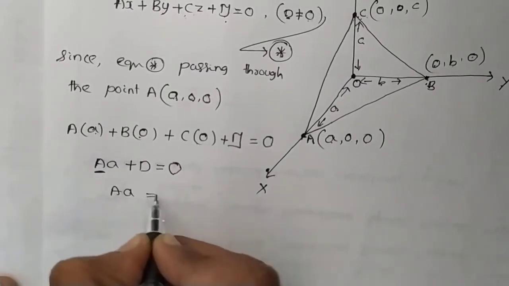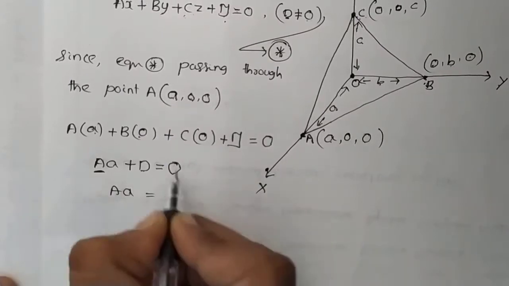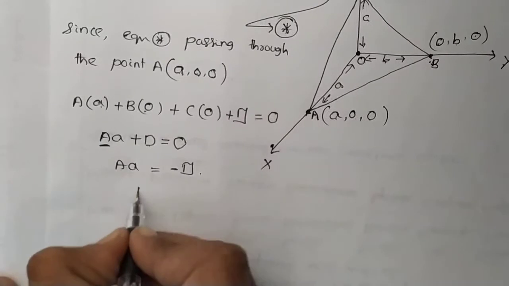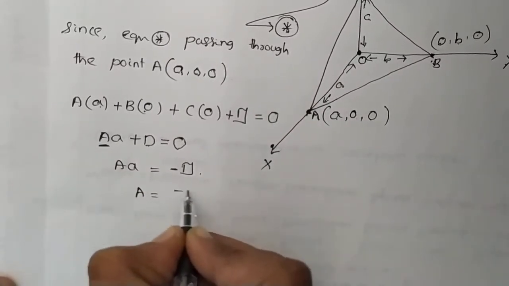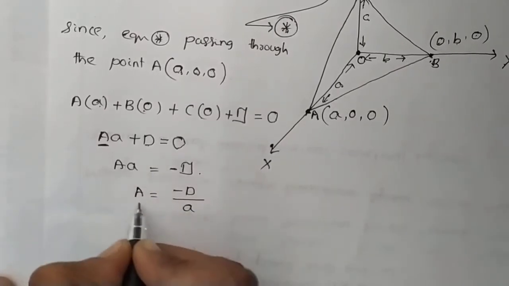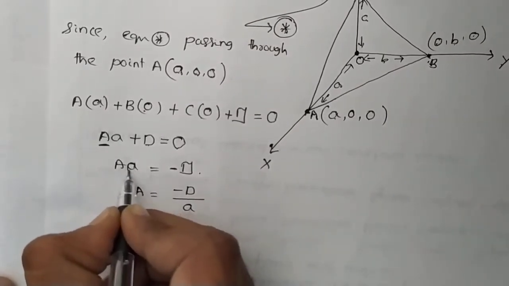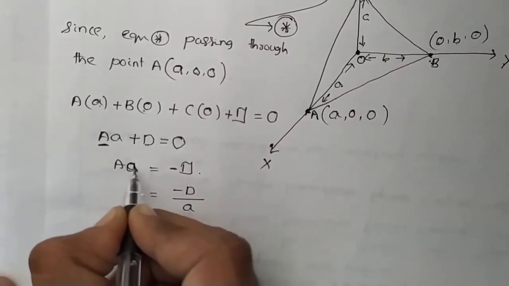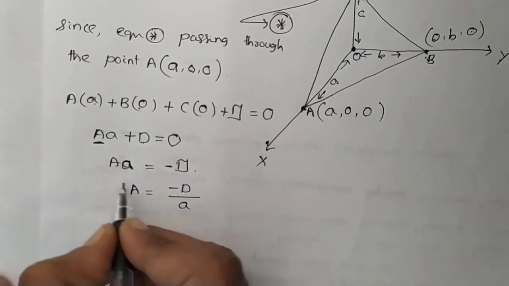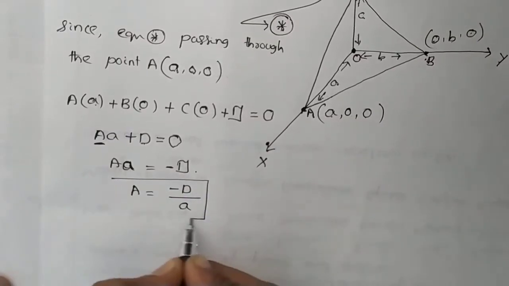A equals, send this plus d to the right, that will be minus d. Now a equals minus d divided by a. A equals, you just send this small a to the right, that will divide to the minus d. A equals minus d divided by a.